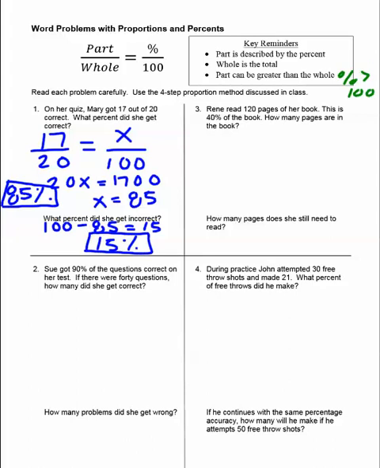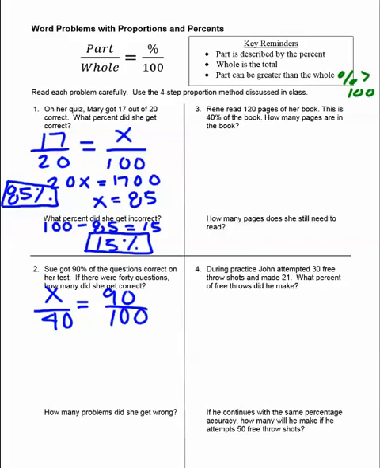Now looking at example 2, Sue got 90% of the questions correct on her test. If there were 40 questions, how many did she get correct? Well, we know that there are 40 questions. That is our whole or our total. We're trying to determine the part, or how many she answered correctly, which is our variable x, and we know we always write our percentage 90 over 100.